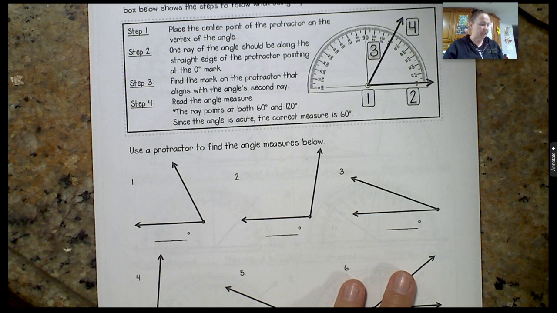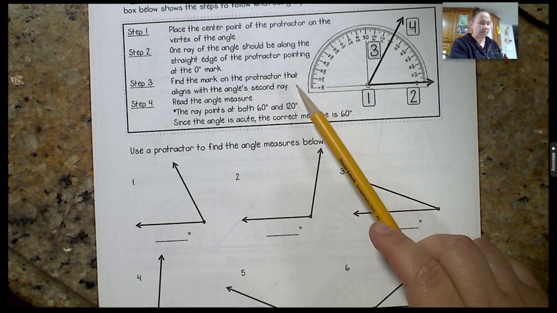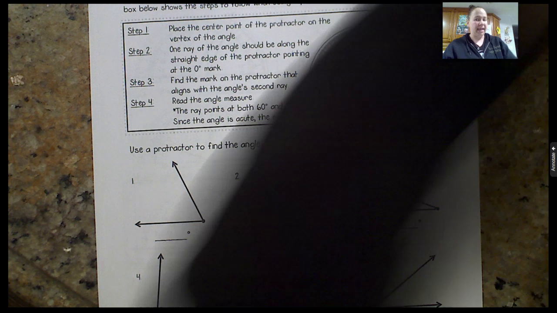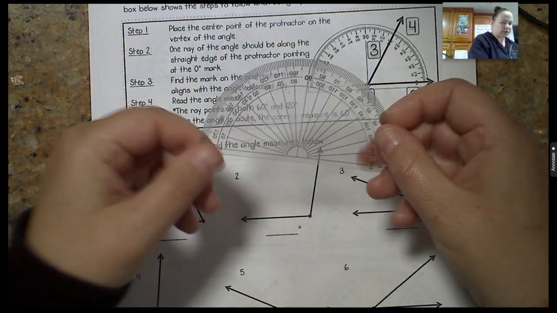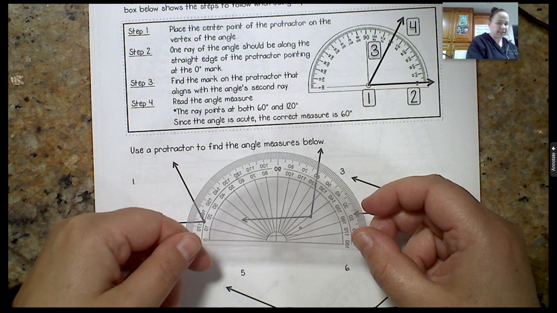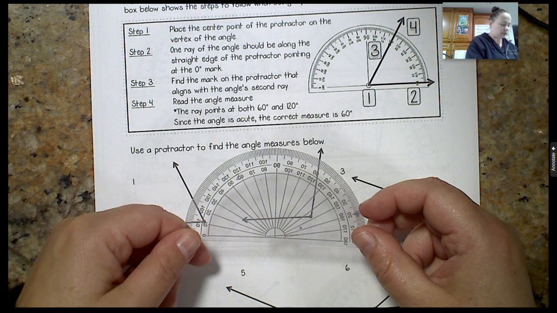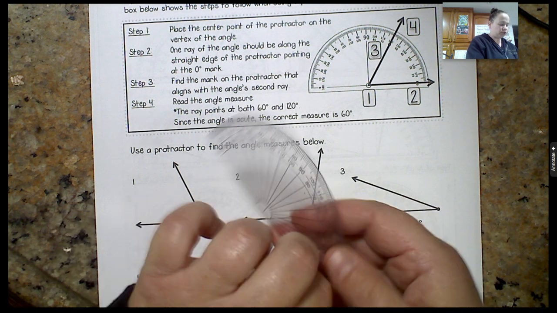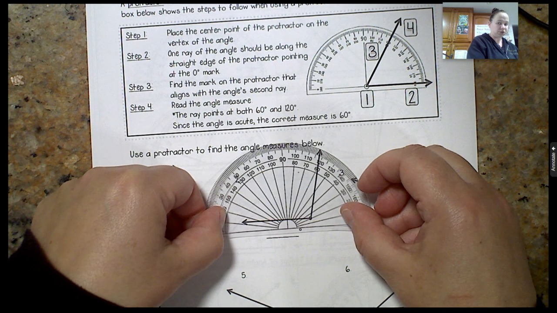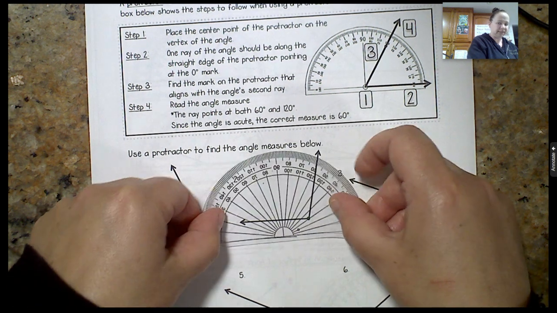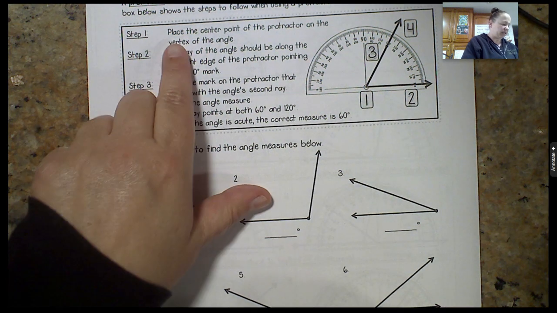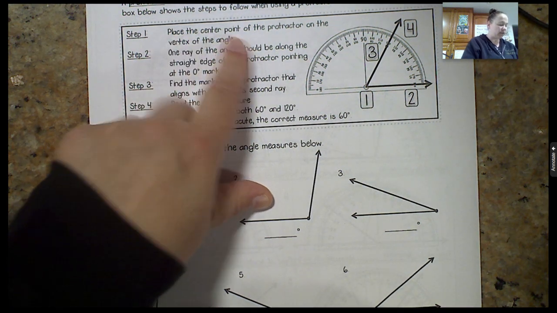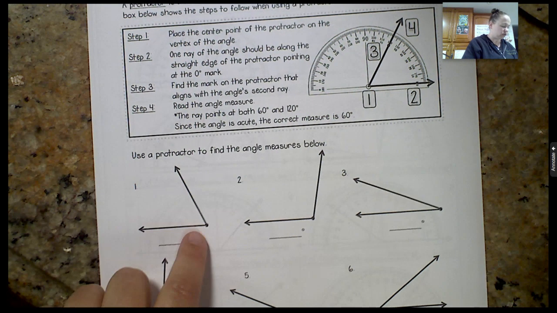And on this page, in case you forget, it gives you the directions for how to measure. So you have your handy-dandy protractor here. Also, one of the mistakes students sometimes make is they do like this. Notice that my numbers are backwards. So make sure you're flipping it the right way so you can actually see your numbers. If you're doing this, your numbers are backwards. That's kind of weird, huh? All right, step 1. Place the center point of the protractor on the vertex of the angle. So let's look at number 1.